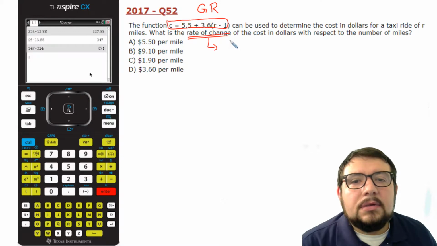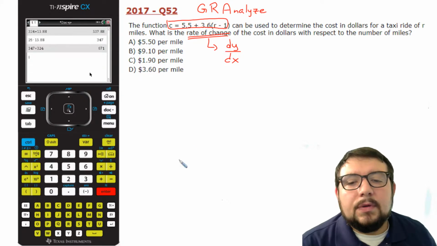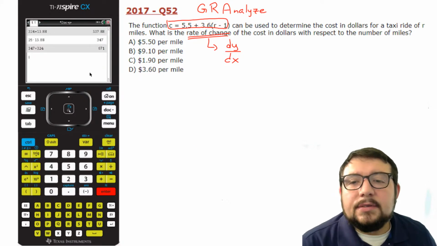And in the calculator, slope is represented by this symbol. So really, to answer this question, all I need to do is graph this and find this symbol. Since I'm looking for keywords, this symbol is going to be under GRA, and the A stands for analyze. So this is a GR analyze problem. We're going to graph and analyze.